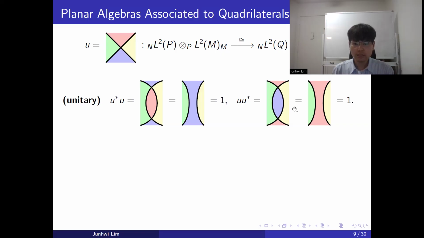In the second identity, we have U at the top and U star at the bottom, and on the right-hand side, we have parallel strings. So this says U U star is equal to the identity, which is the co-isometry condition. So together, they form the unitary conditions.